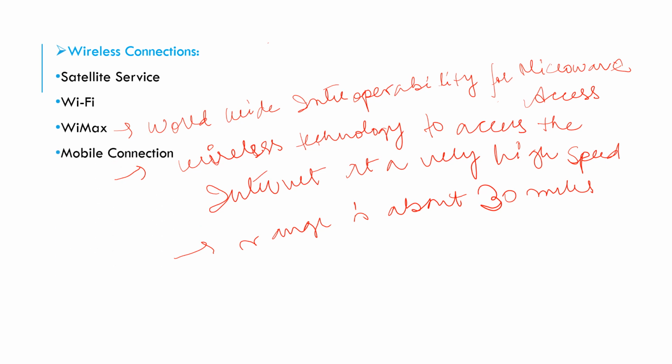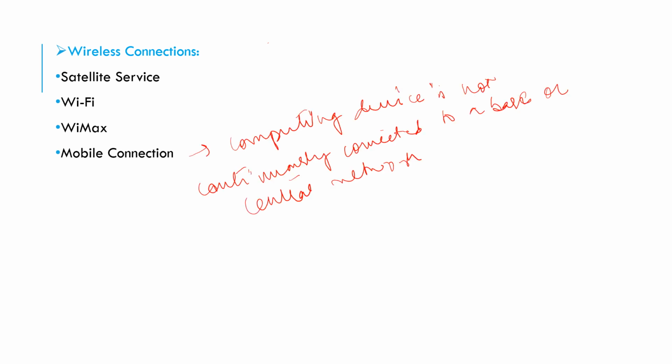Next comes the mobile connection. In mobile connection, the computing device is not continuously connected to a base or central network. Rather, it uses mobile phone towers to access the internet. The various generations of mobile communications are 2G stands for second generation, 3G third generation, and 4G stands for fourth generation. So these are the various generations of mobile communication.